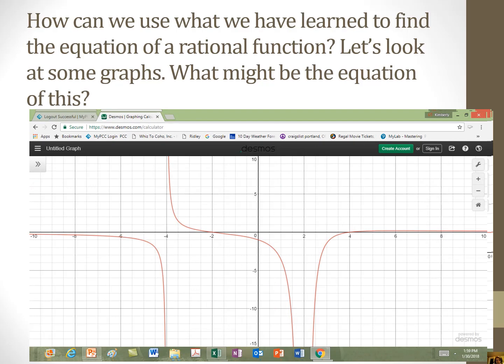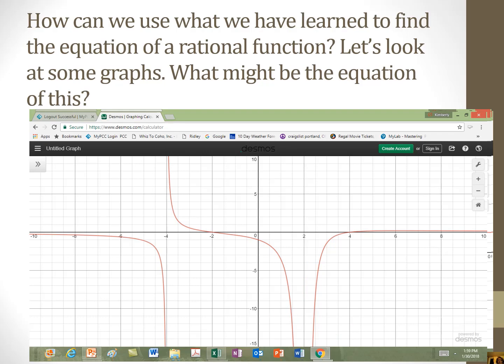Try and find an equation for that. You can pause it. Now that you've had a chance to find an equation, let's take a look at it. We have a vertical asymptote right here at 2. So there needs to be an x minus 2. And our multiplicity right here is 2, so that needs to be squared.